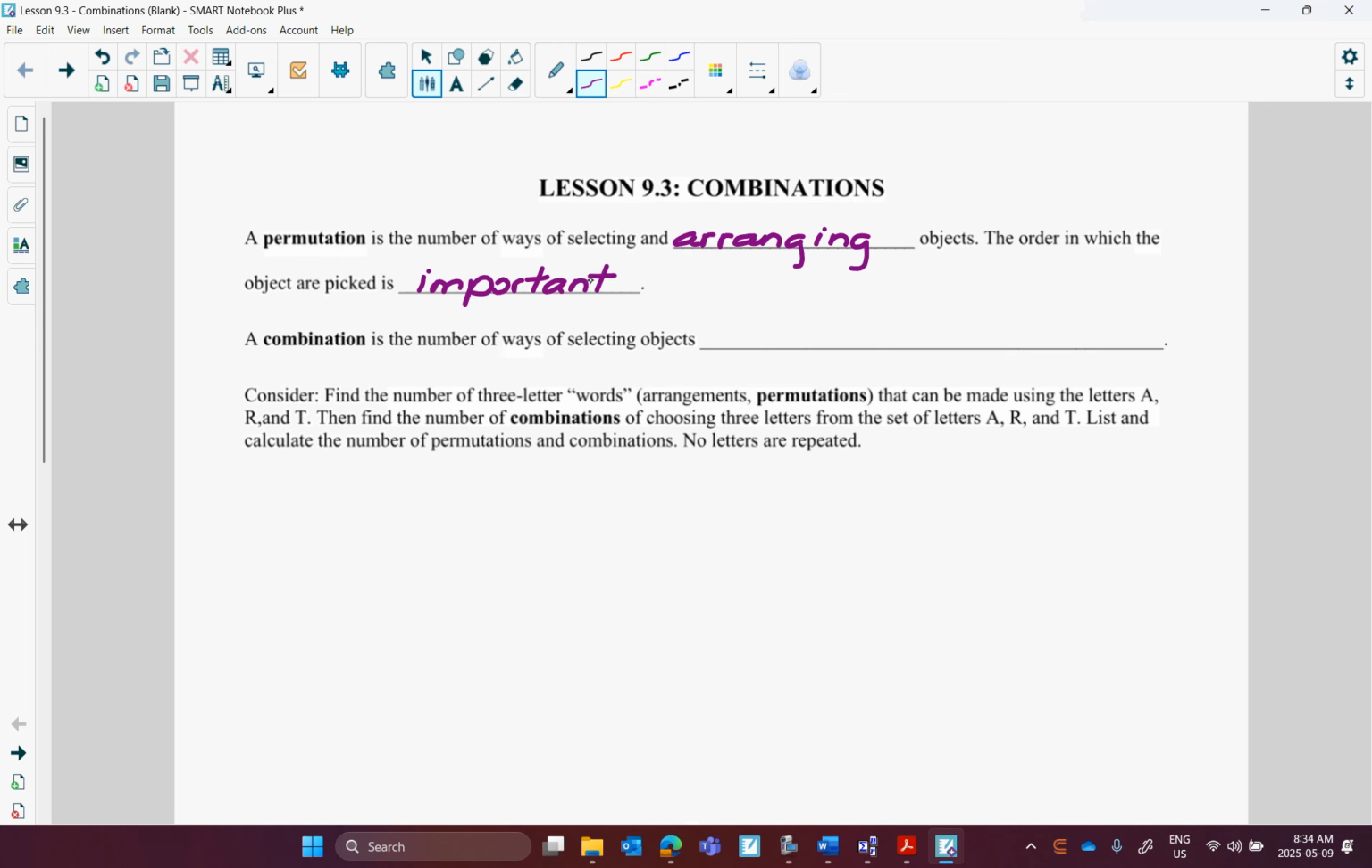But what if order doesn't matter? There are problems where the order doesn't matter. So that's a different type of counting that we call a combination. It's a number of ways to select objects or count the number of things without regard to order.